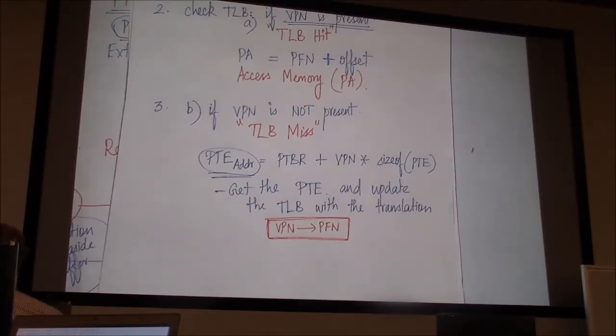I think maybe Rick probably explained why the valid bit is set to 0 in the first place. Yeah, you go into that, yeah.